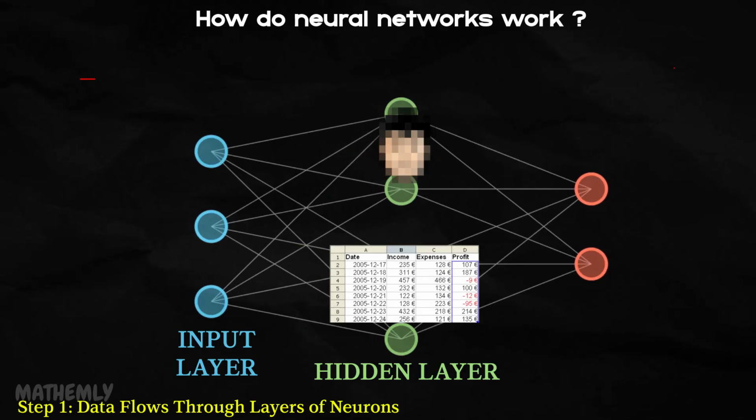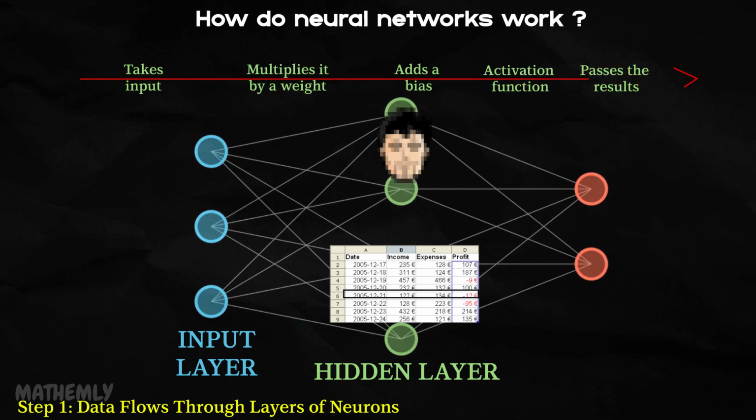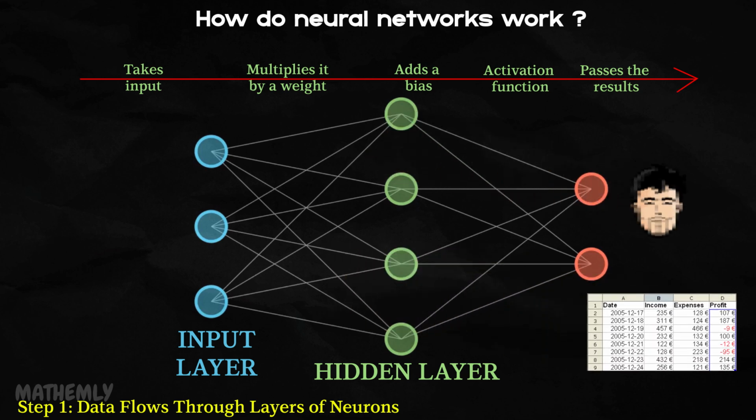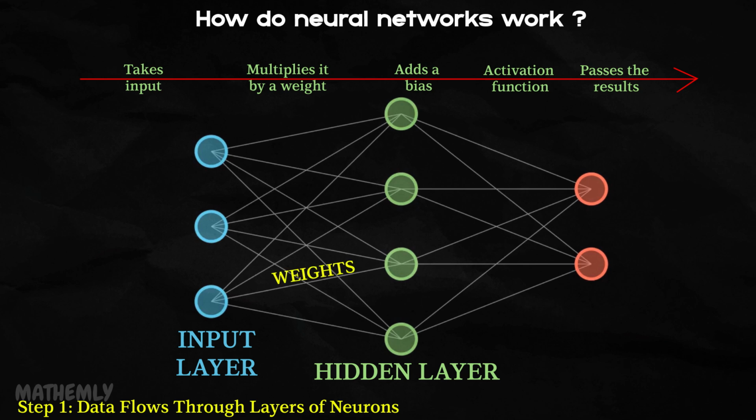Each neuron in these layers takes input, multiplies it by a weight, adds a bias, and then passes the result through an activation function that determines whether the neuron should fire or not. Finally, the output layer produces the result like a predicted label or a numeric value. The connections between neurons have weights, and these weights determine the influence one neuron has over another. Initially, these weights are random, but they get adjusted as the network learns.